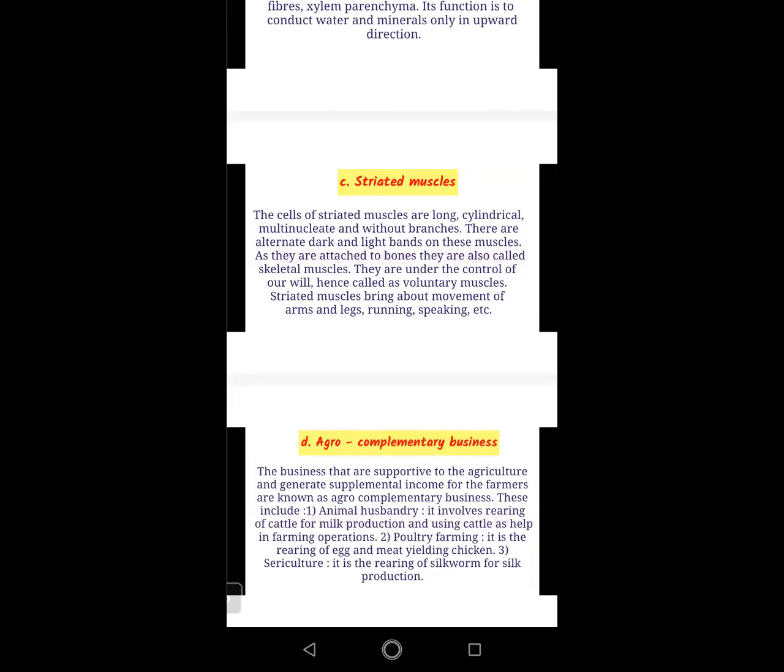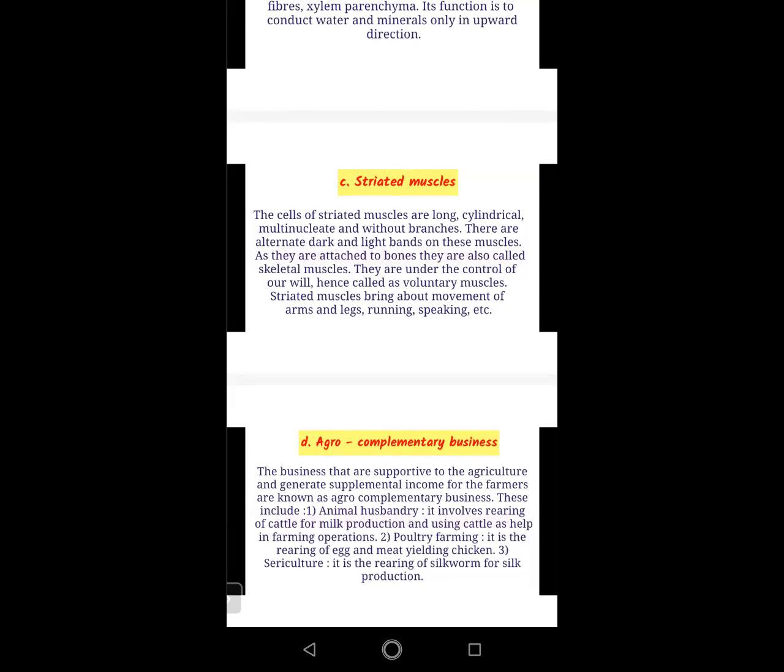They are under the control of our will. What is the meaning of being controlled under our will? It means as we want, so it happens. If we want to move our leg, then we move our leg. If we want to jump, we jump. If we want to run, we run. If we want to take a glass of water by our hand, this is our will. Hence they are called the voluntary muscles.